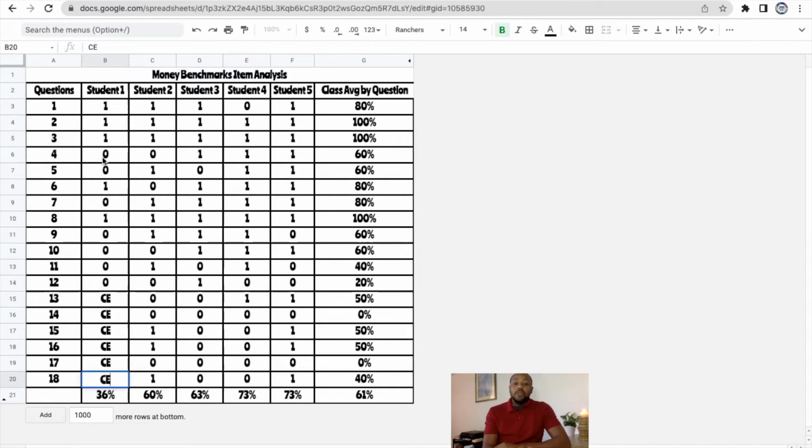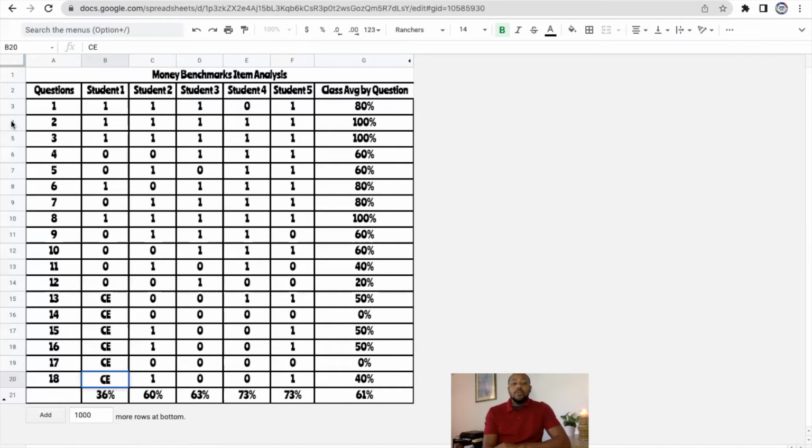So first we can go ahead and color code and say, okay, well, we see that we have students 1, 2, 3, and 4 here together, and all their data is entered. So now we can kind of get into the class averages. So what I like to do is I like to put the highest class average by question in order.